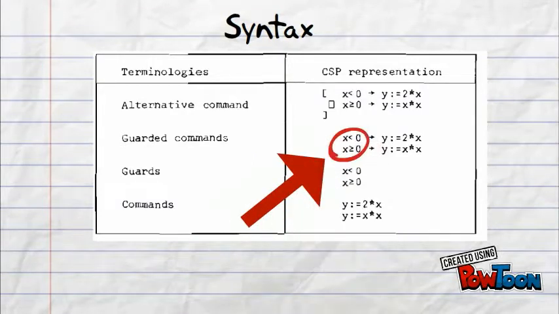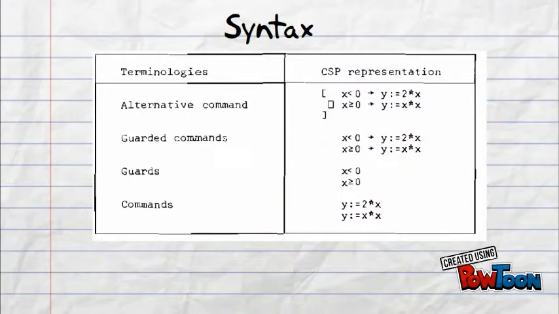On the second line we have guarded commands. The left part represents guards that are prerequisites, which, only if satisfied, the right part is executed. The third line is an example of just guards without commands. And on the fourth we see command syntax without guards.